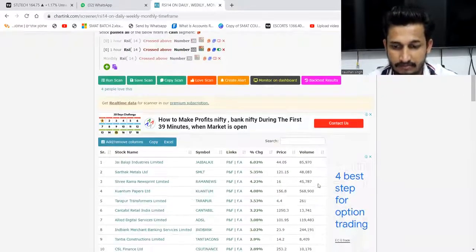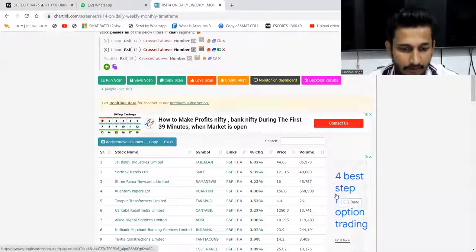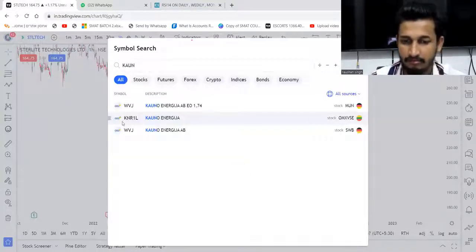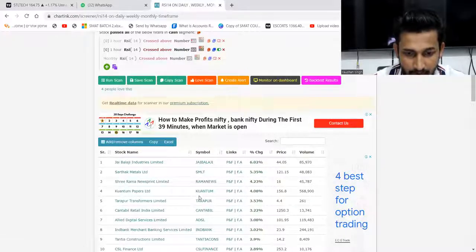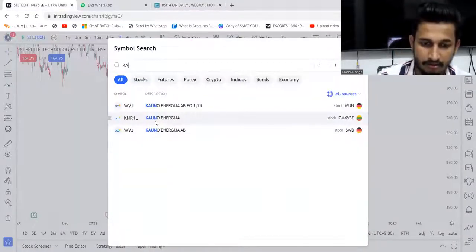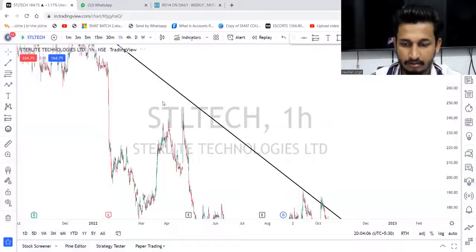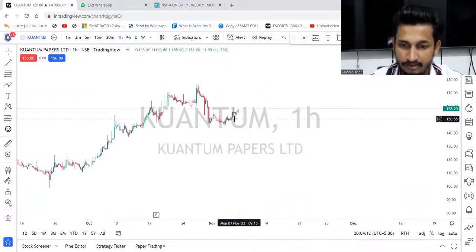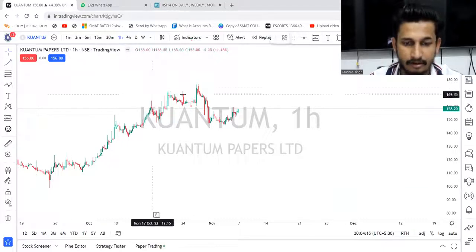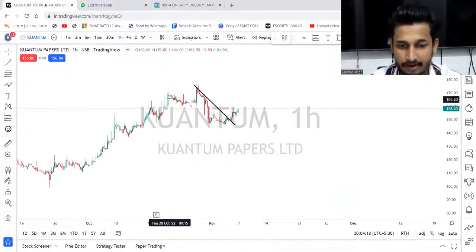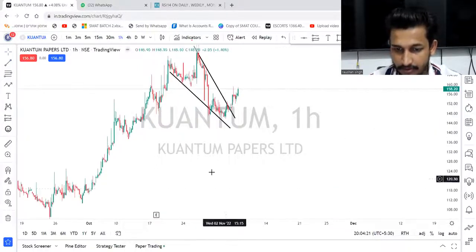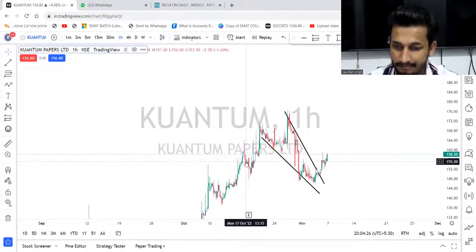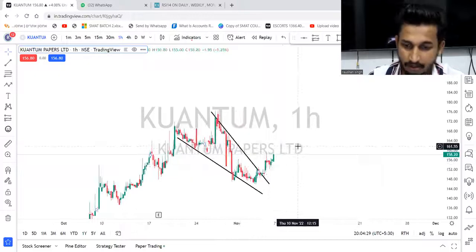This might give us some stocks, which is Quantum Papers. What was the name? KUA. So this stock, as of now, a bull flag was formed. And it has given a bull flag breakout, or you can say pennant as well. So 156 is the buying level, we can keep a target up to 173. Over here, this will be the point.